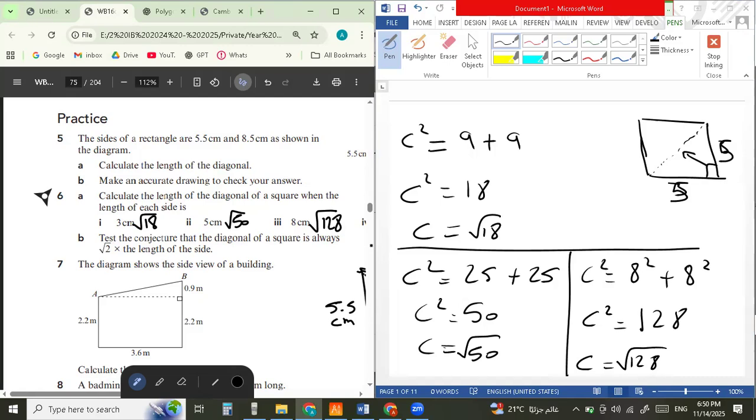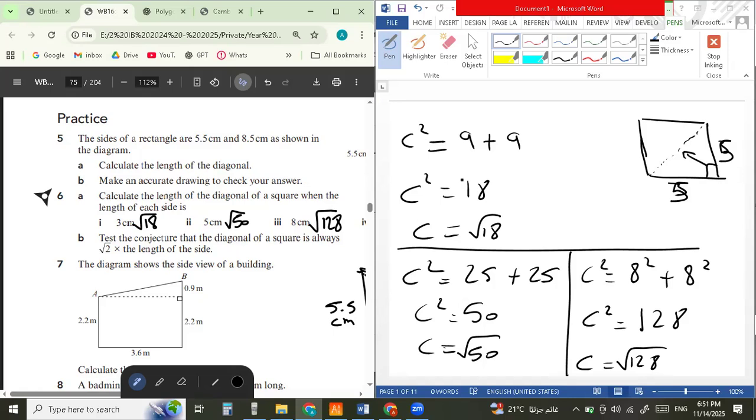All right. So now, there is a question over there, IV, just to do it, it's exactly the same thing. Just remove the A, and it is whatever number is missing over there, plus itself also squared. Test the conjecture that the diagonal of a square is always the square root of 2 times the length of the side. They're telling you to test the conjecture, which means a rule that is applied over there. Test if it is true or false.